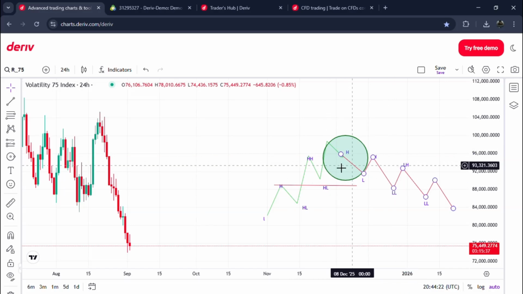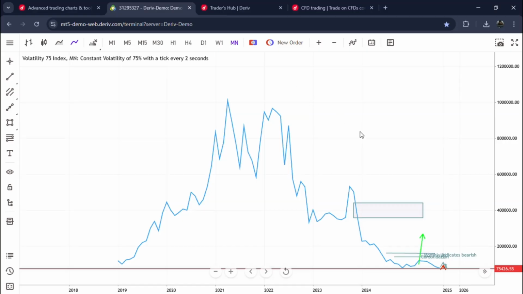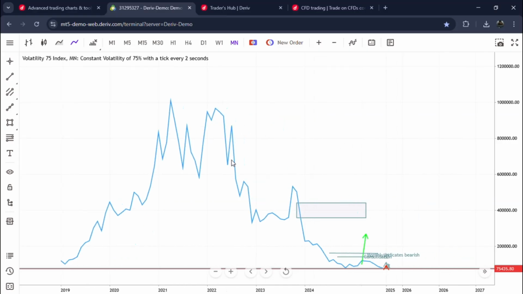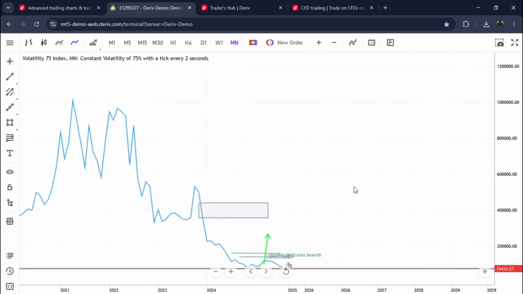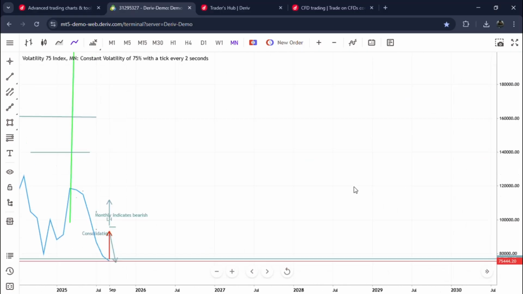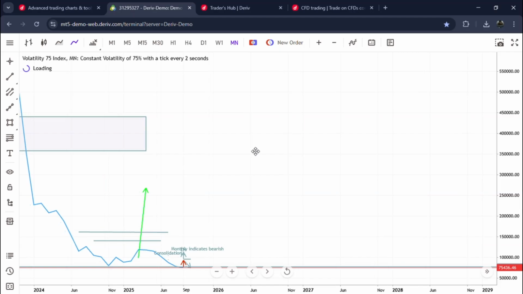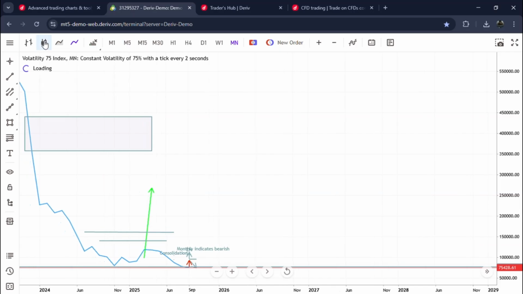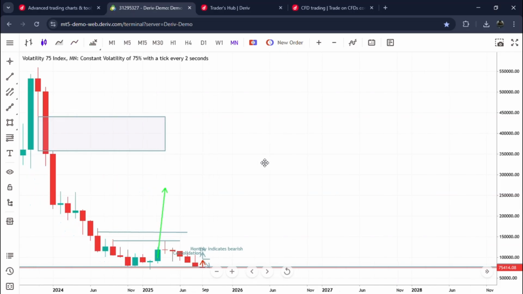So under V75 monthly, we can clearly see, let's focus on the latest, the market is on a downtrend, forming a series of lower lows and lower highs. Lower low, lower highs, lower low, lower highs. Then there was something like here, a false breakout, and then it continues lower low, lower high, lower low. If you enlarge, you can clearly see what the market indicates. You can change that to candlestick and try to understand further.